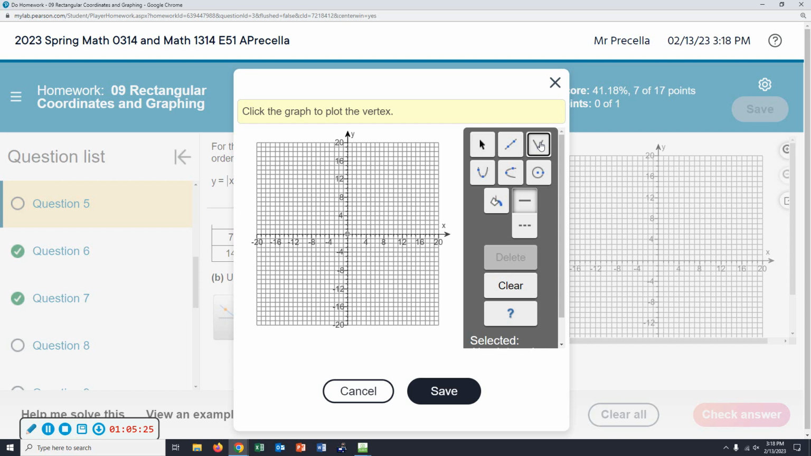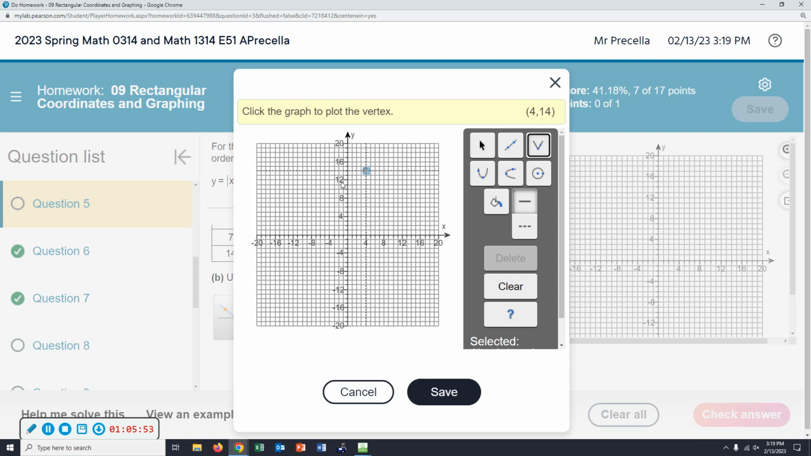What does it say? Does it say plot the first point? No, it says plot the vertex. The vertex is the one that gives the 0. Here, you've got to plot that vertex first. If you plot negative 3, 10, you're just going to get the wrong graph. It's not going to say, hey, that's not the vertex. I've got to plot the 7, 0 first.